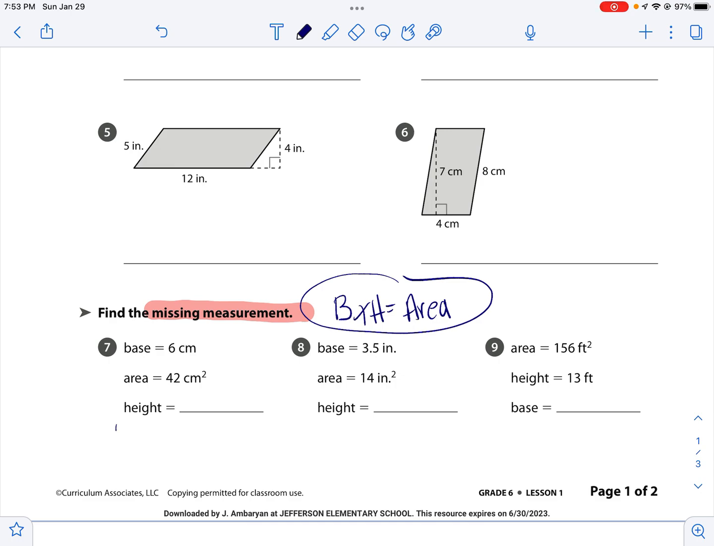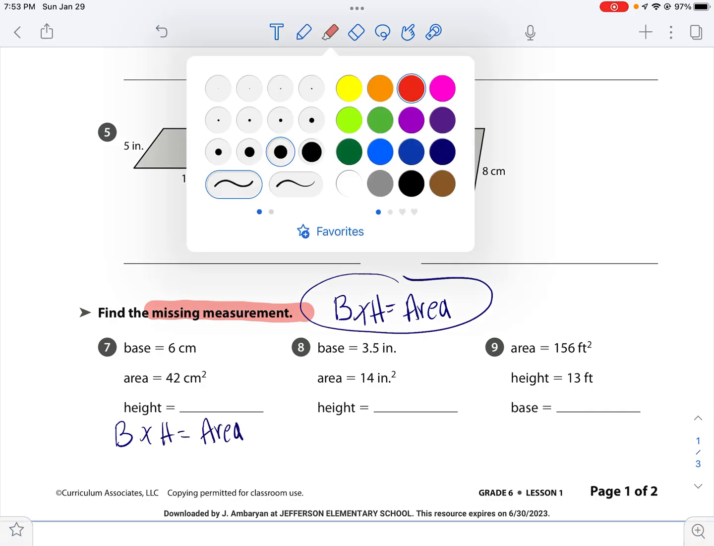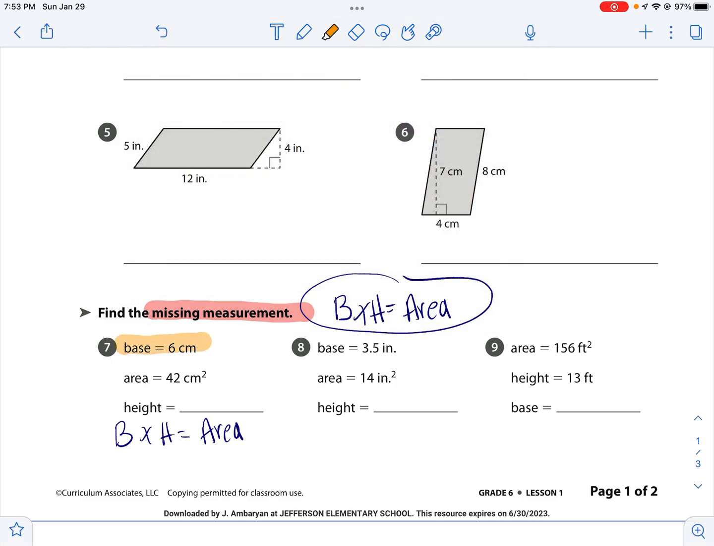So I'm going to write out my formula, base times height equals area. And then I'm just going to plug in what we got. Okay, so first the base is 6. So I'm going to put a 6 here, times area is 42. And I don't know what the height is, so I'm going to leave it as an h. So our goal is to figure out what is this missing number.